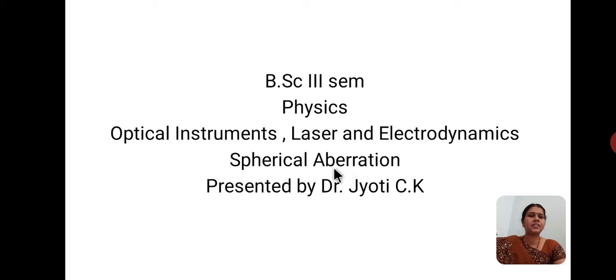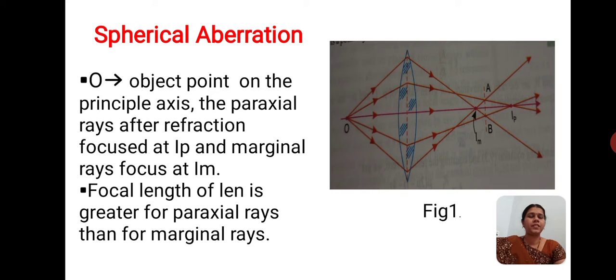In a previous class, we learnt about aberration and its types. So today's class, we will be learning about spherical aberration. Let us consider a convex lens. O is the object point on the principal axis.